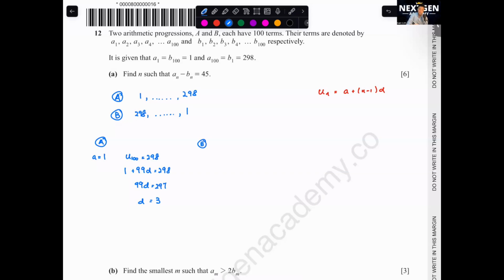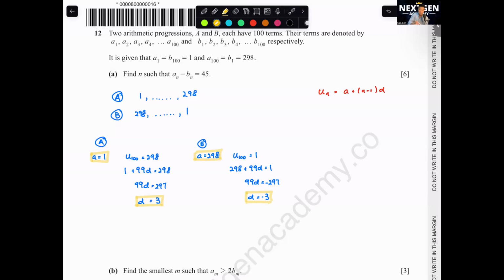We do the same thing for progression B. Here, A is equal to 298. The 100th term is equal to 1. A plus n minus 1 d. So 298 plus 99d equals 1. 99d equals negative 297. d is equal to minus 3. We've got these two values now: A equals 1 and d equals 3 for progression A, and A equals 298 and d equals negative 3 for progression B.